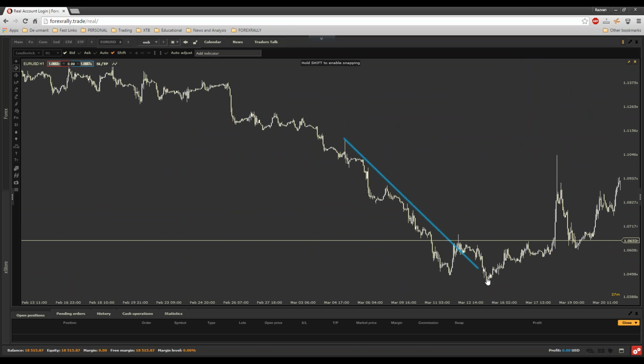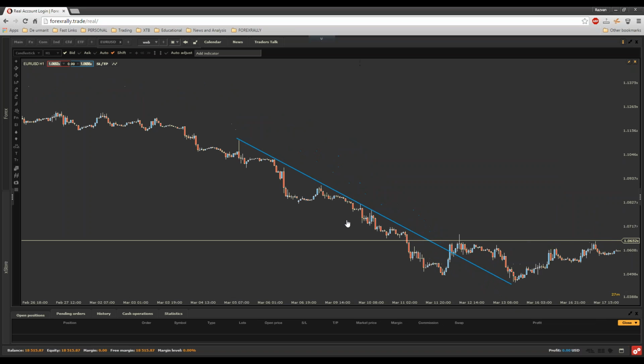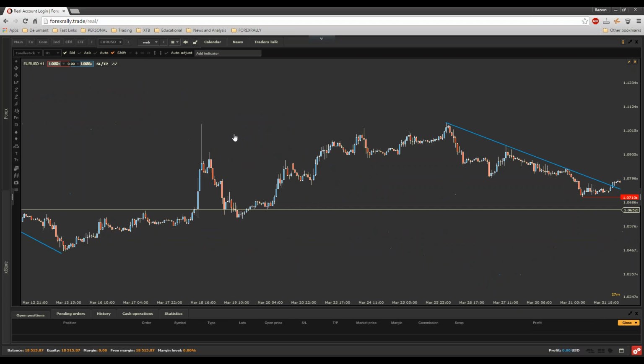I'll try here. Yes, this looks nice. It's 1, 2, 3, 4. Here it stood 5. Let's say 6. Close, very close. 7. So you had 7 hits. This is a strong trend line here.